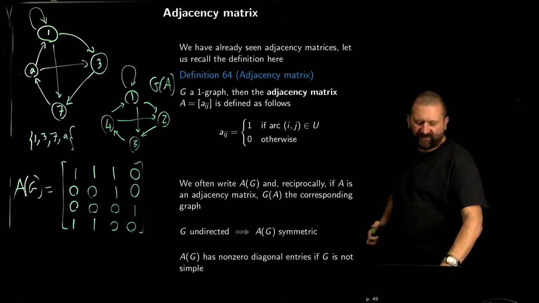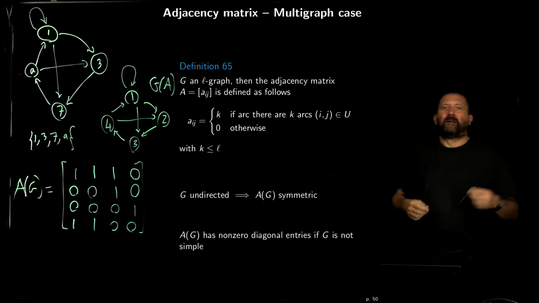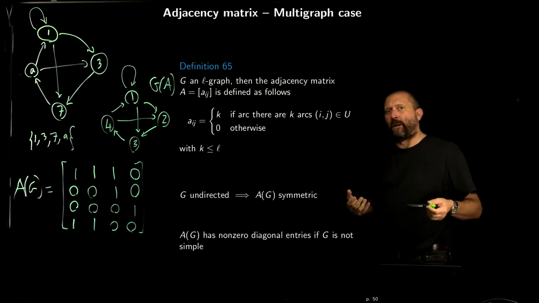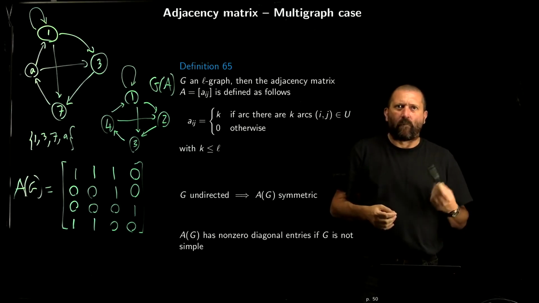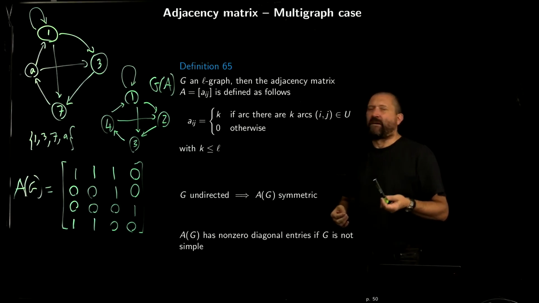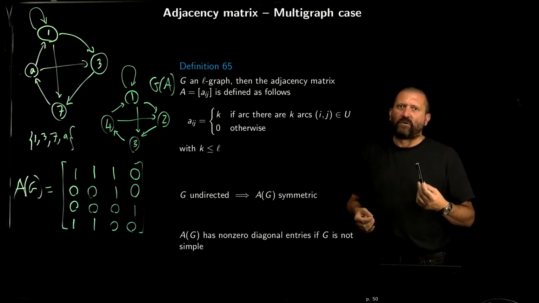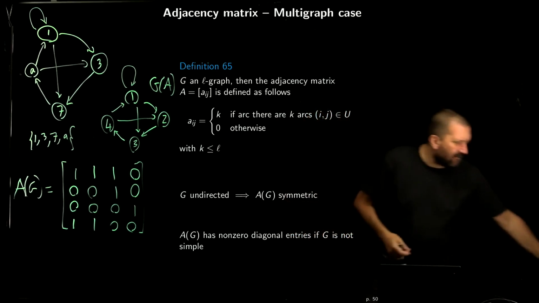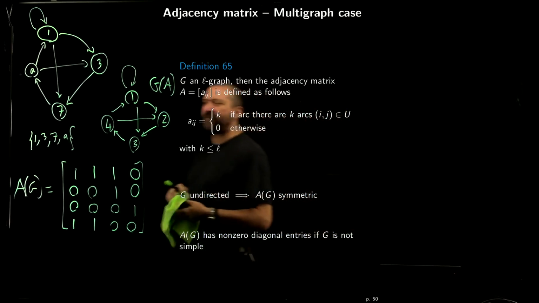So that's the adjacency matrix. Now, you can have an adjacency matrix as well when you're looking at the multigraph case. So in a multigraph case, you would indicate how many arrows there are in each direction.